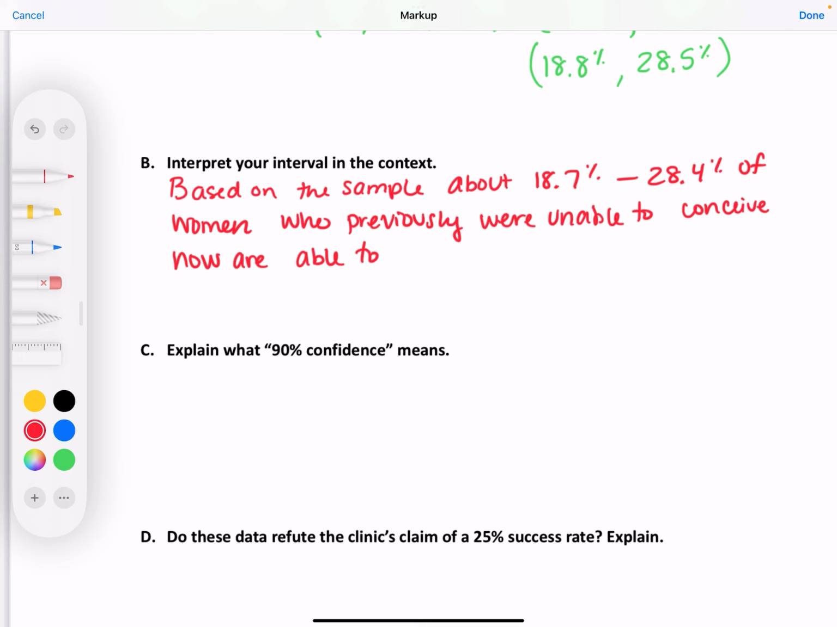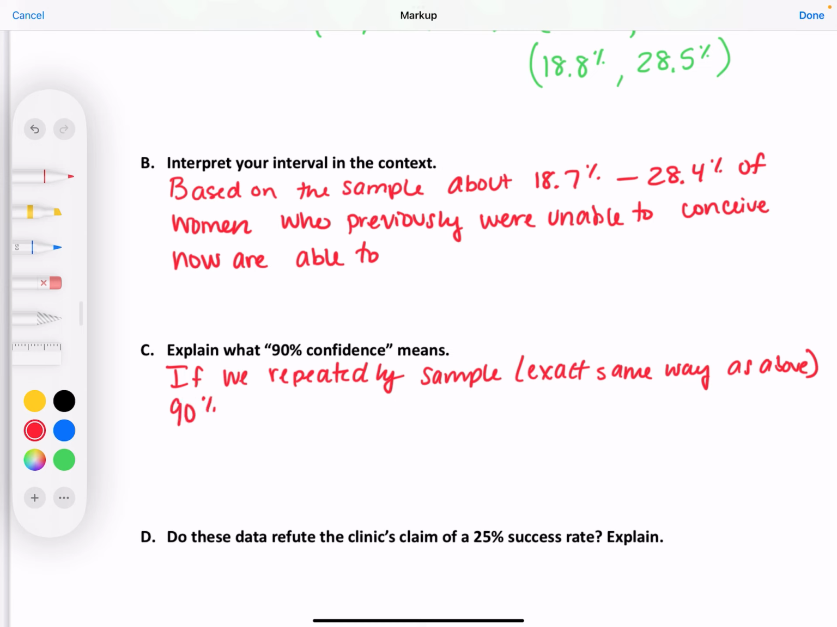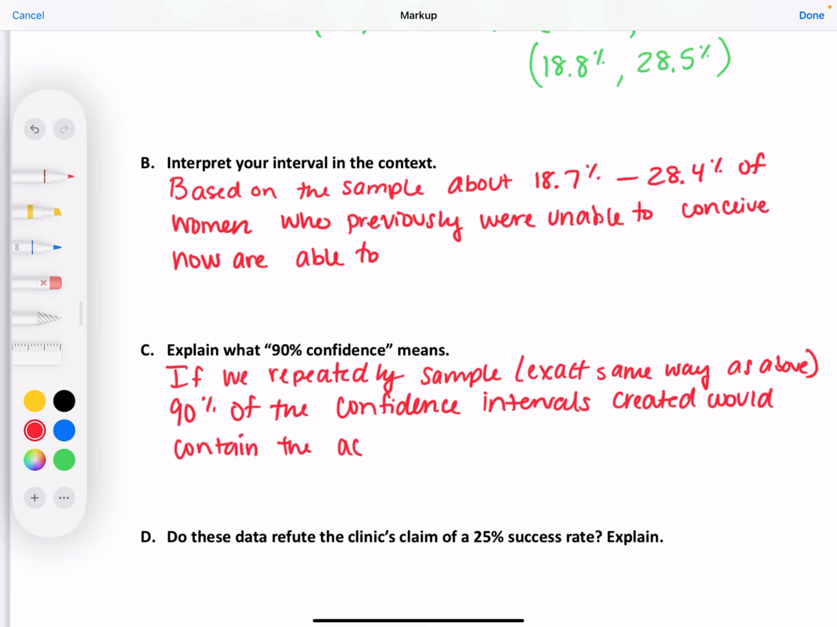Explain what 90% confidence means. If we repeatedly sample in exactly the same way as above, 90% of the confidence intervals created would contain the actual percent of women who can conceive.